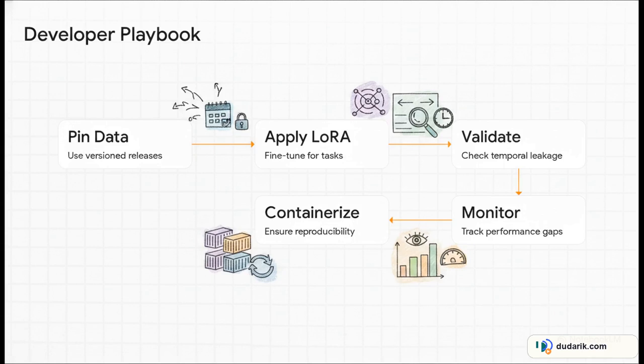Step 1, definitely pin your data sources to versioned releases so your date stamps are rock solid. Step 2, use LoRA fine-tuning for your downstream tasks so you don't corrupt the timeline. Step 3, rigorously validate for temporal leakage using date-stratified validation sets. Step 4, keep monitoring the performance gap, especially if you're working in super niche domains. And Step 5, containerize the training pipeline to guarantee your checkpoints are perfectly reproducible.